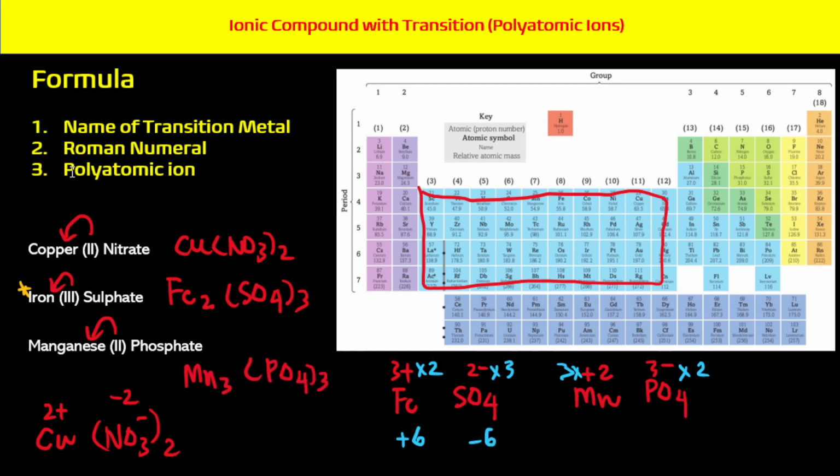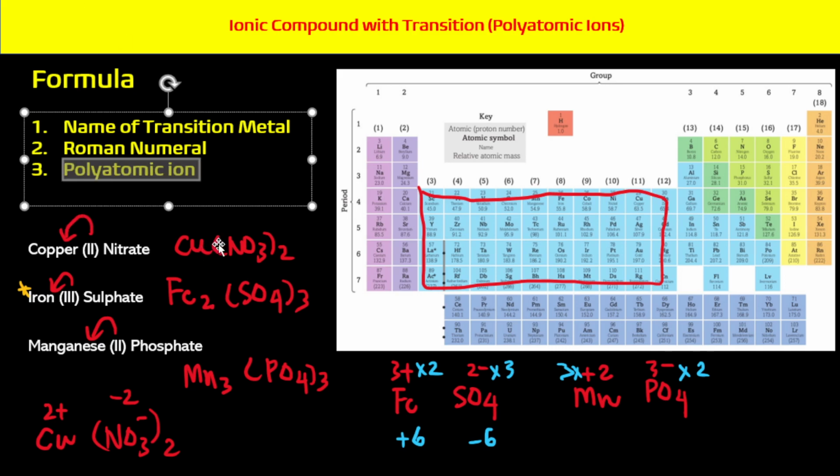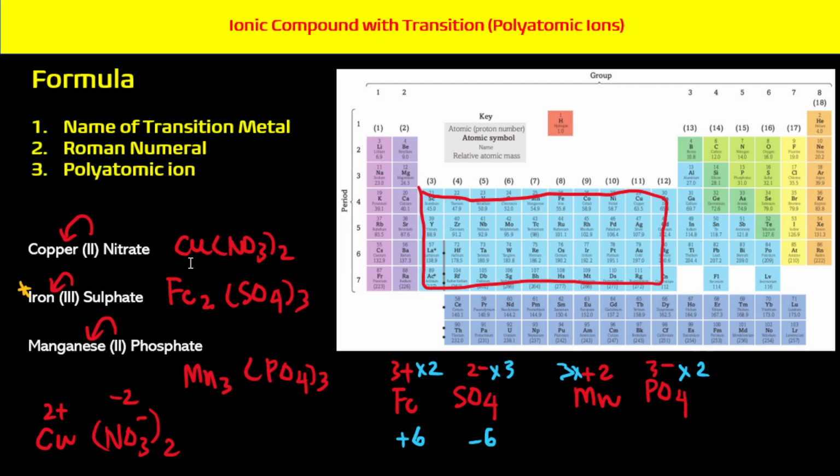Alright, so again, for ionic compounds, you need to balance your charges all the time. And the Roman numeral represents the charges in front. And then you need to study what the polyatomic ions' charges are, or else you won't be able to write these, okay?